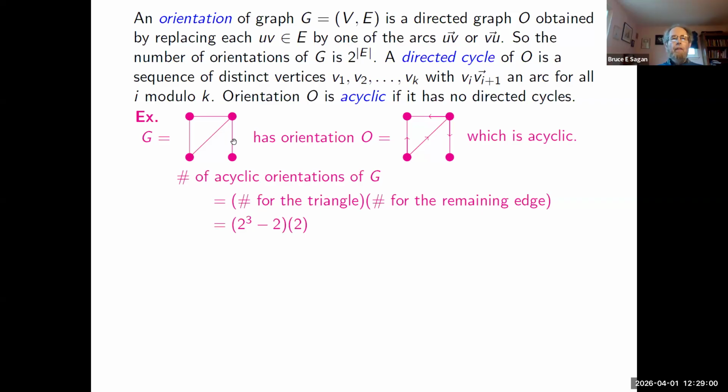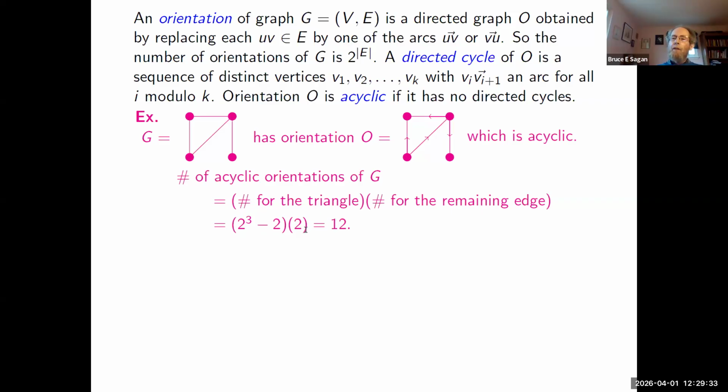are cyclic. What's the total number of orientations? Well, it's just 2 to the number of edges, right? So 2 cubed. How many of them will create cycles? 2, right? Either a clockwise cycle or a counterclockwise cycle. So that's the number of acyclic ones. And I've, of course, got 2 orientations for the edge. If you give this to a Cray computer and let it crank for a few years, you might get out 12. Okay? So that's the number of orientations.